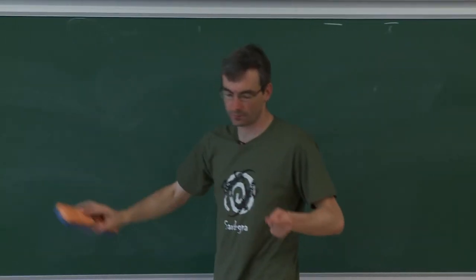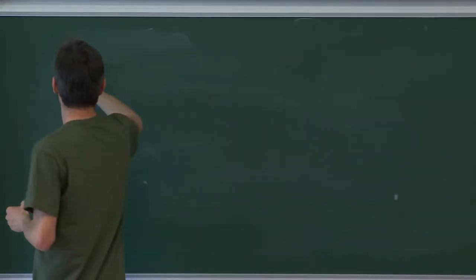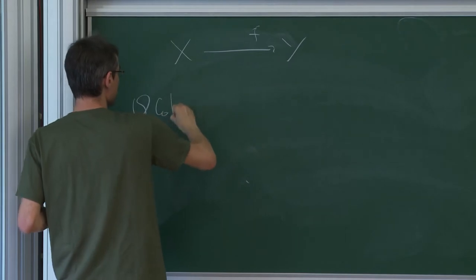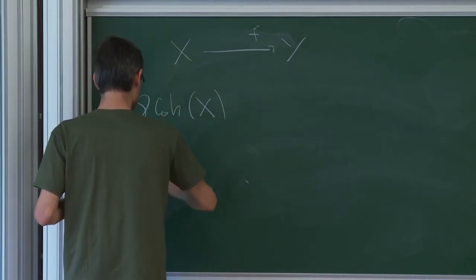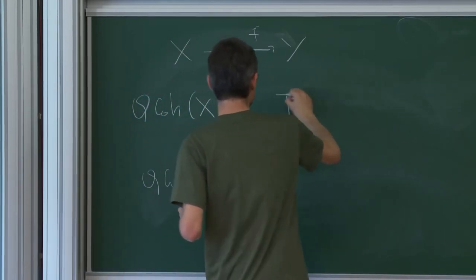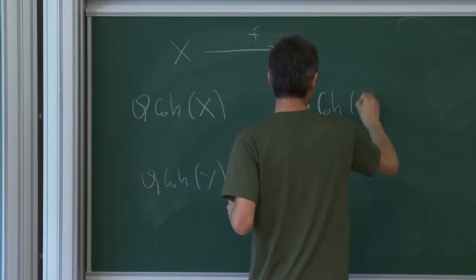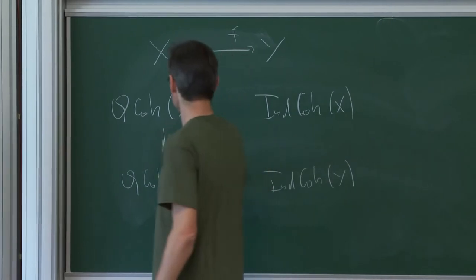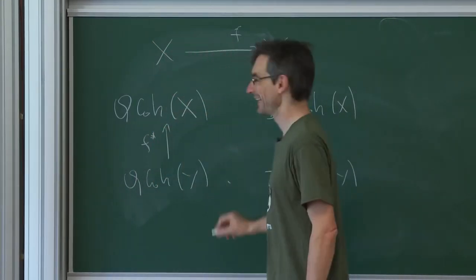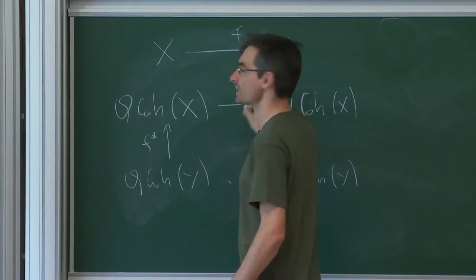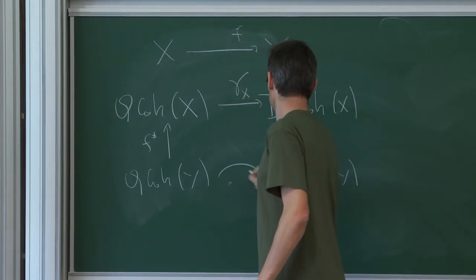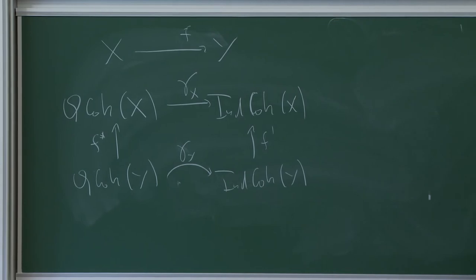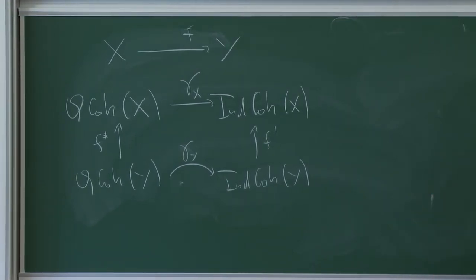This has nothing to do with pre-stacks. You can ask this question about schemes. So say we have a morphism of schemes, and then you have the following guys. There is QCoh of X, there is QCoh of Y, there is IndCoh of X, and there is IndCoh of Y. And then there are the following operations. Here, there is the usual star pullback. Here, there is this functor upsilon, tensoring up by the dualizing sheaf. Here, there is upsilon for Y, and here is the shriek pullback. The claim is that this diagram commutes.